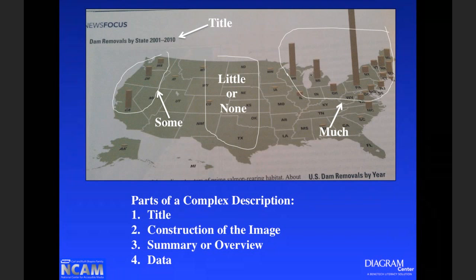Of course, so we have a title, Dam Removal by State, 2001 to 2010. Construction of the image, I've just given you that. It's a map with bar graphs showing dam removals by state. A summary is sort of this: there's a lot going on in this area, there's some going on in this area, there's very little going on in this area.